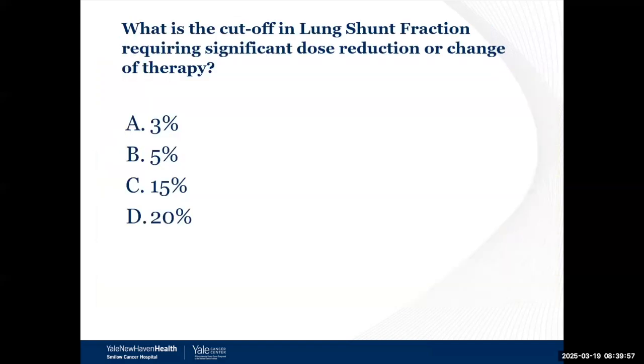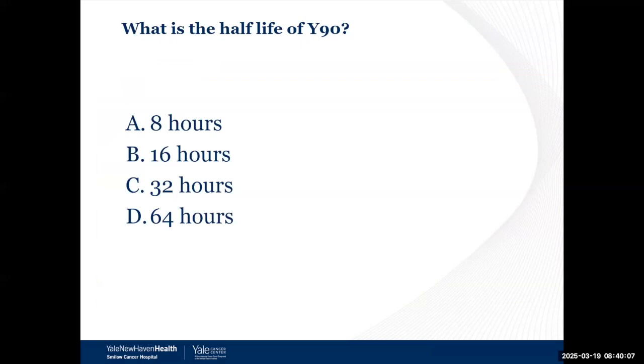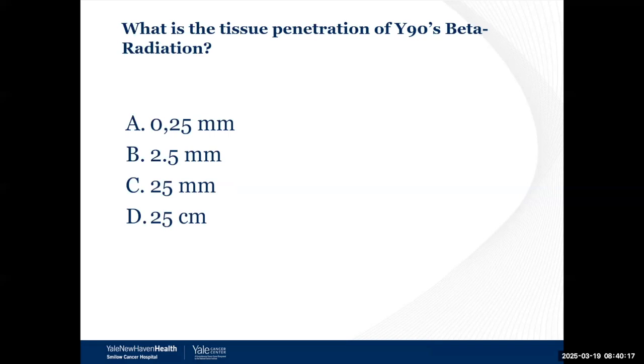Okay, what's the cutoff for the lung shunt fraction requiring significant dose reduction or change of therapy? 3, 5, 15, 20? 20%. D. Got it. What is the half-life of Y90? D. 64 hours. D. 64, you got it. So radiation tissue penetration of Y90 beta radiation? B. Got it.